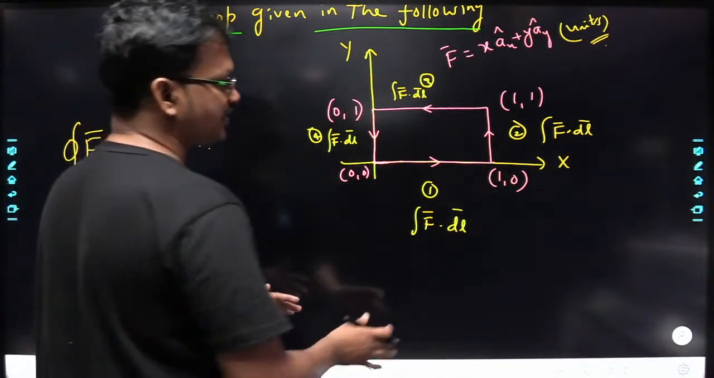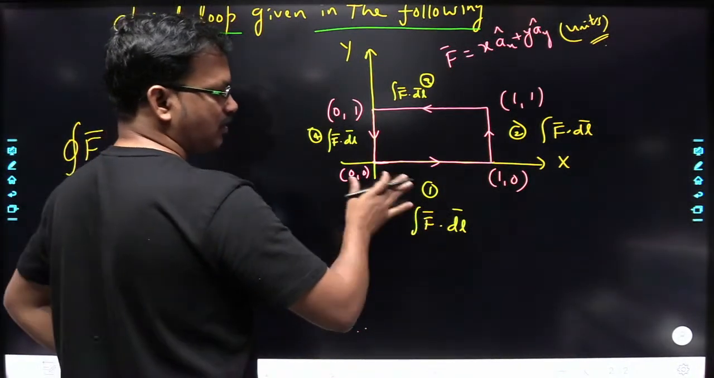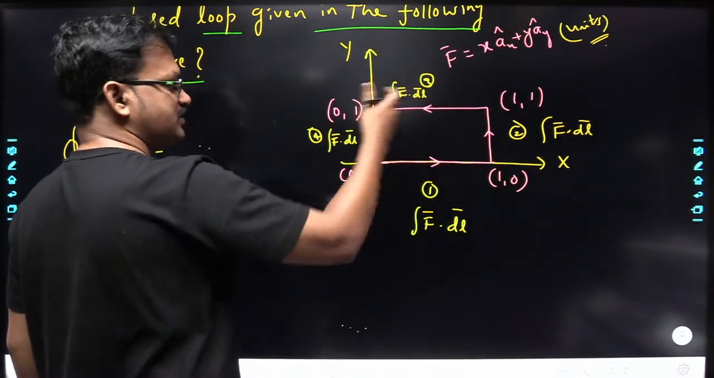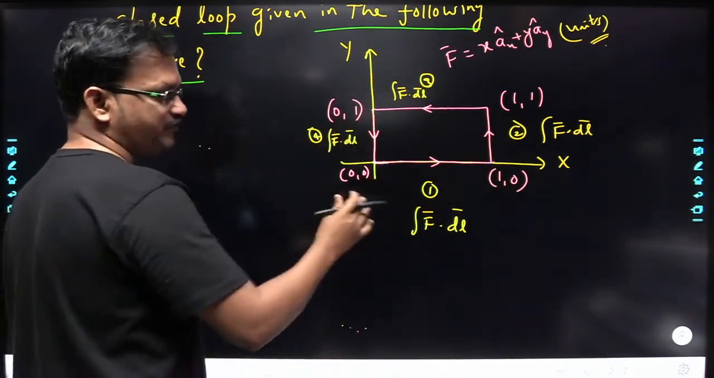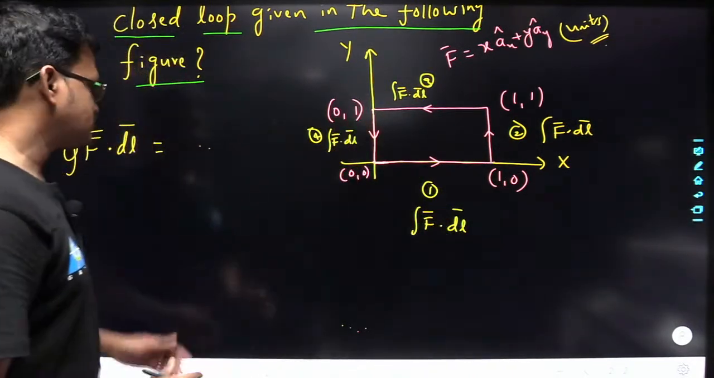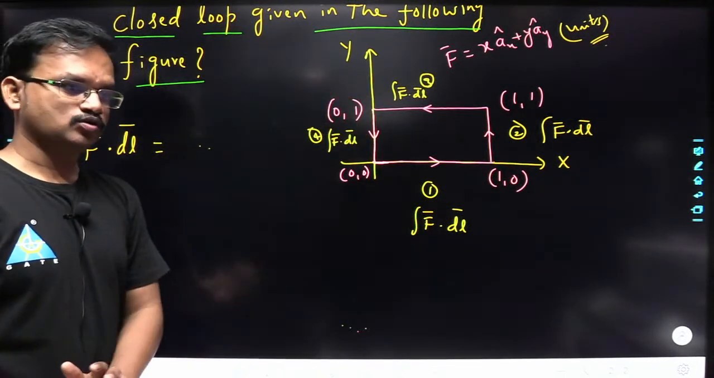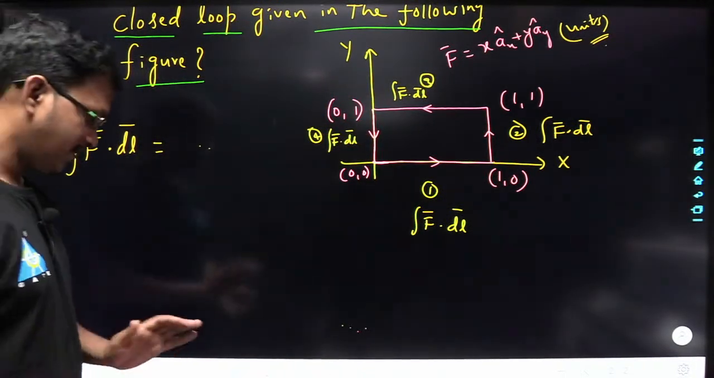So that means you have to determine f bar dot dl bar along this length, plus along this length, plus along this length, and plus along this length. If you add up all of this, you are going to get the circulation of the vector field around this closed loop, right?